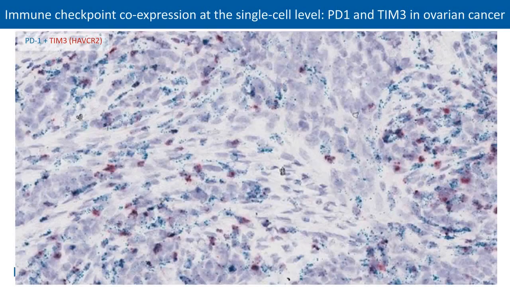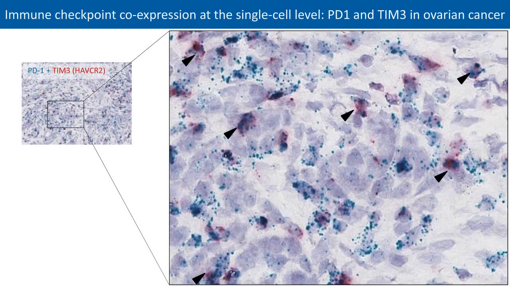A similar co-expression pattern can be seen across multiple cores. So here we show you another example and also a higher magnification zoom of this example. And again, the arrows point to cells co-expressing PD-1 and TIM3, but you can also see that there's multiple other cells co-expressing these two targets.